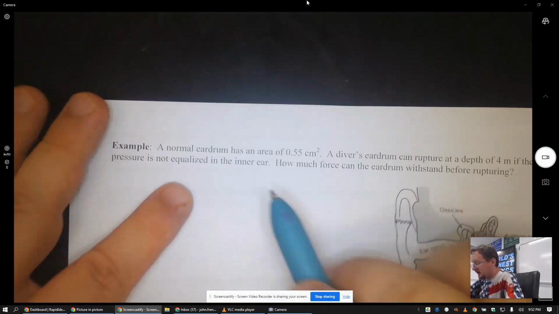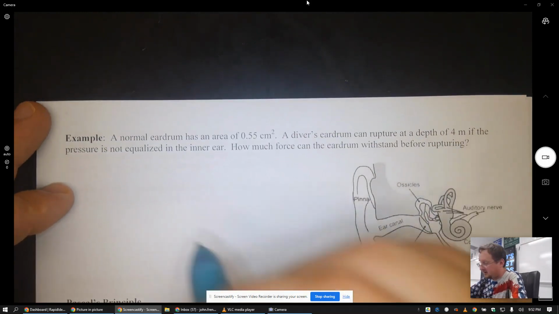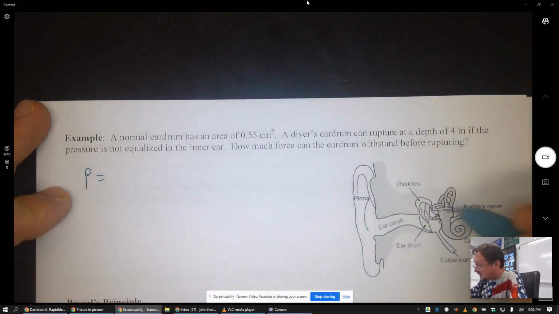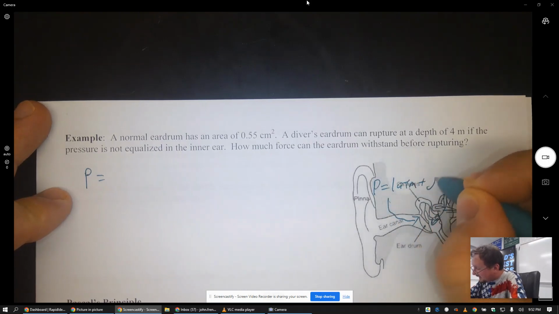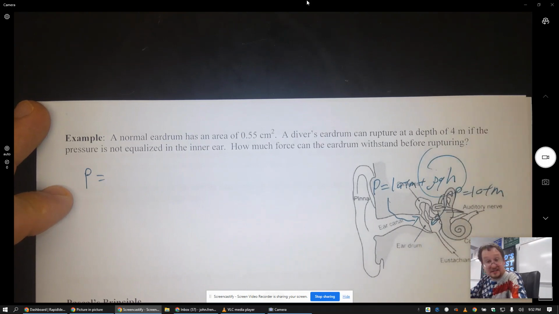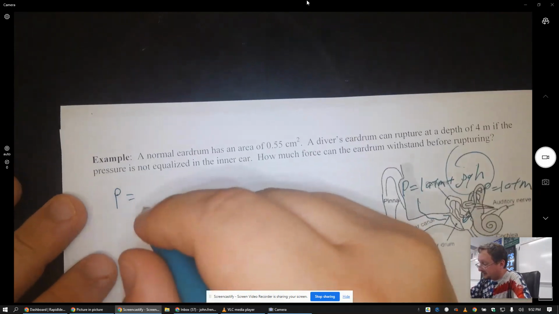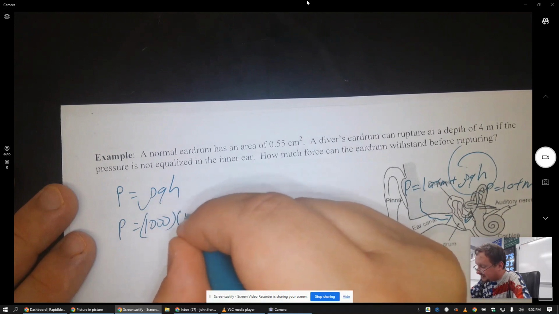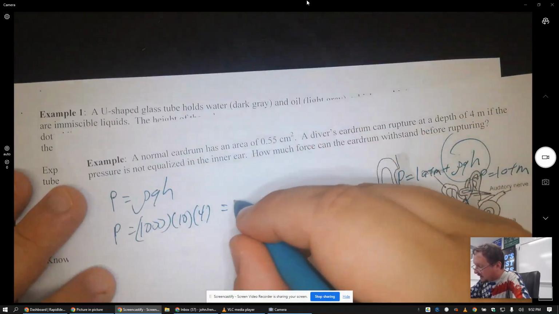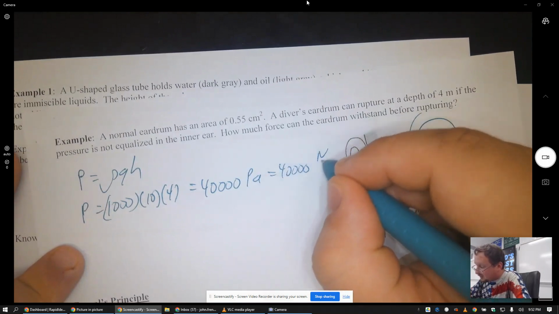Okay, normal eardrum has this area. A diver's eardrum can rupture at a depth of 4 meters. I'm using gauge pressure, because on the inside, the pressure is 1 atmosphere. On the outside, the pressure is 1 atmosphere plus density times gravity times depth. So I need just the difference in the two, right? If the two pressures are equal, then there's no net force. So rho g depth: rho is 1,000, g is 10, the depth is 4. So that's going to be 40,000 pascals, which is 40,000 newtons per square meter.